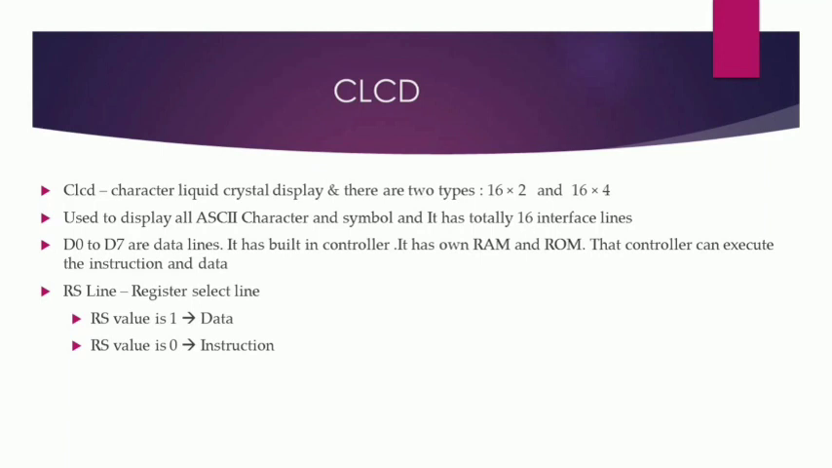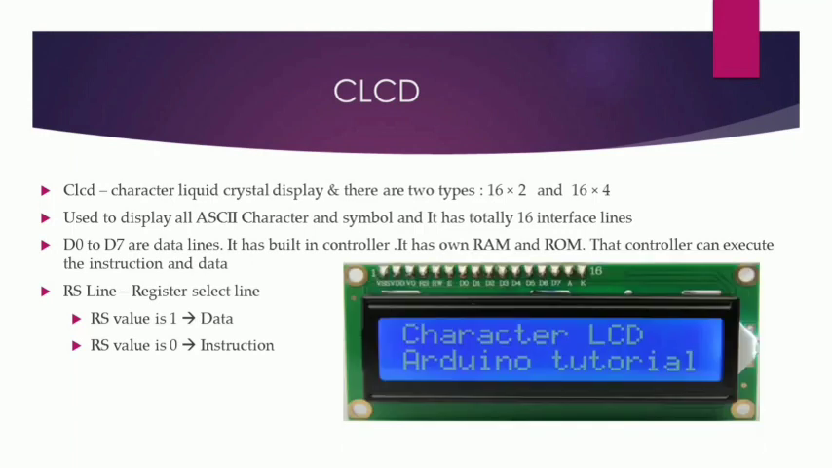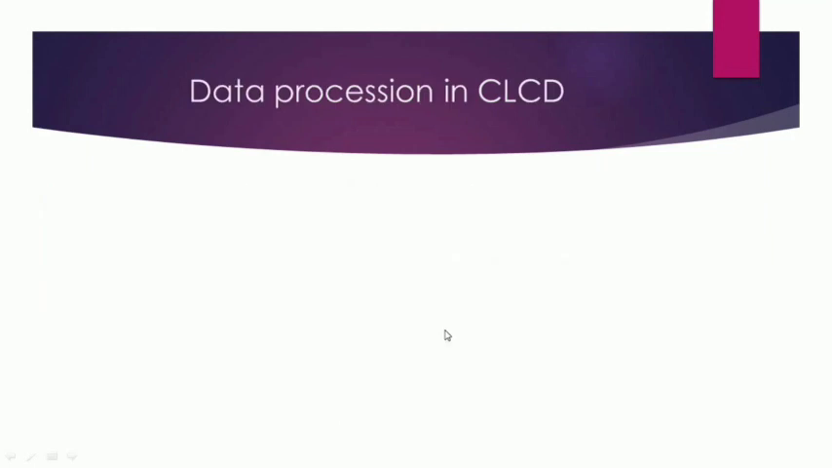RS line is the register select line. RS value 1 is data, RS value 0 is instruction. This is the model CLCD. We can see that it is a 16x2 CLCD. It has only 2 lines. It has 16 pins.